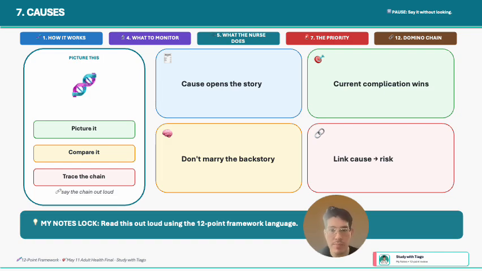That is important because the backstory opens the door, but the current assessment drives the nursing priority. A stable patient with ascites is different from a patient vomiting blood. A patient with mild confusion is different from a patient who cannot protect their airway. So I do not marry the backstory, I use the backstory to find the present danger. Yeah? So cause is the history, complication is the exam question.